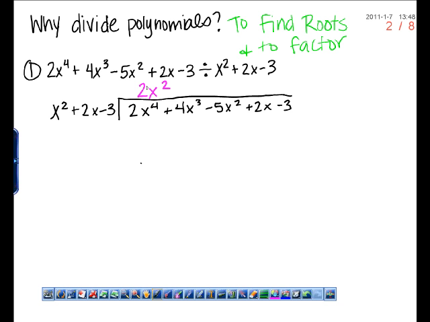Now we are going to multiply. We're going to take 2x squared and we're going to multiply it by this whole thing. 2x squared times x squared, 2x to the fourth. 2x squared times 2x. 2x squared times negative 3.